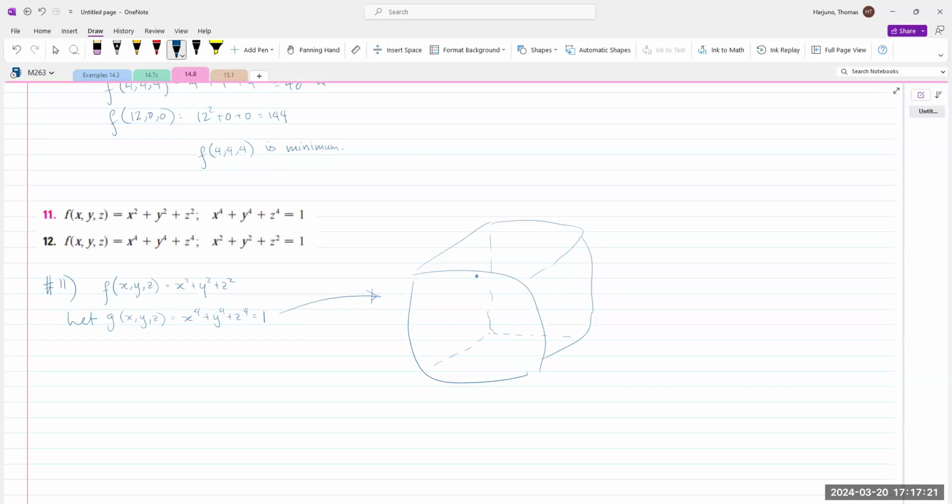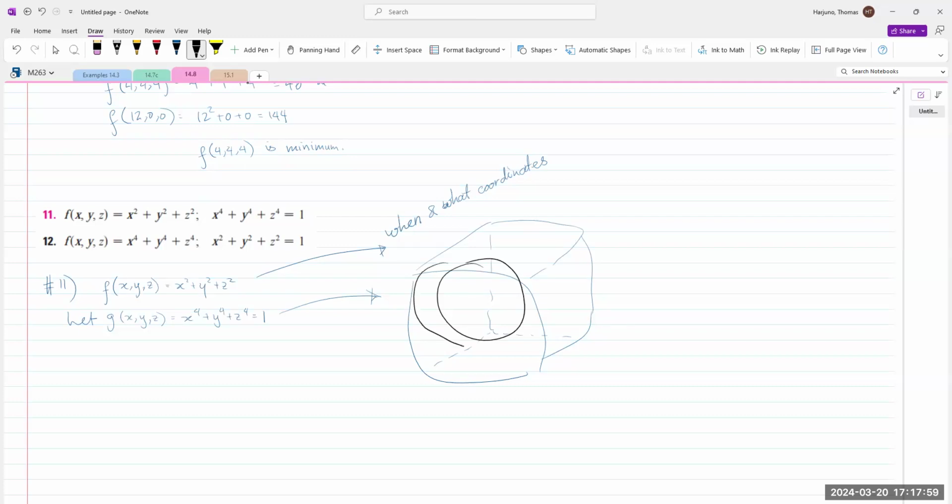Now the question will be: at what value, and at what coordinate, will the sphere first touch the die? You see the sphere gets larger and larger, right? The sphere is originally small, it's inside this cube here, right? It doesn't touch the cube.